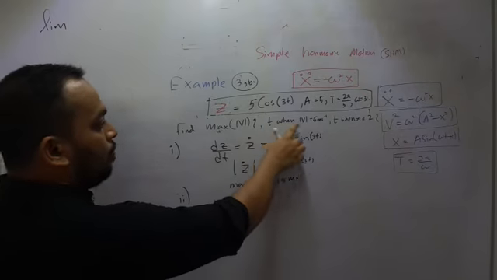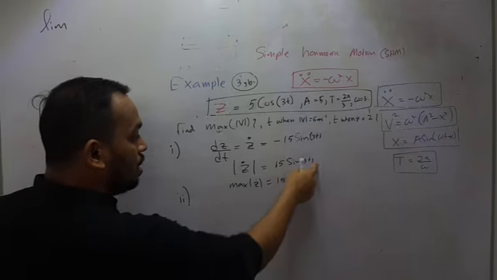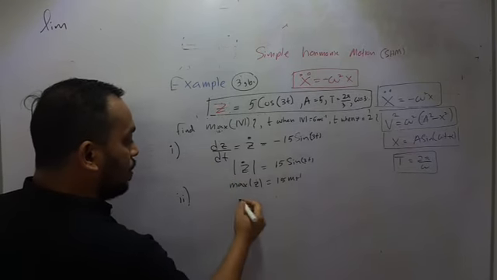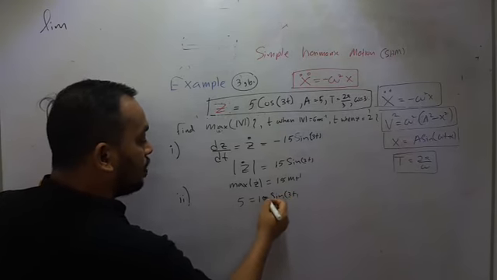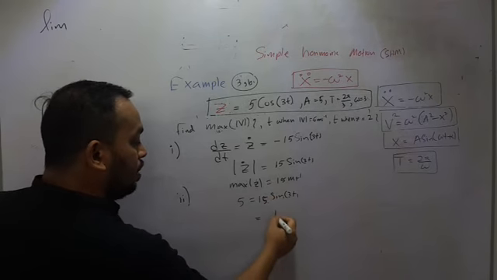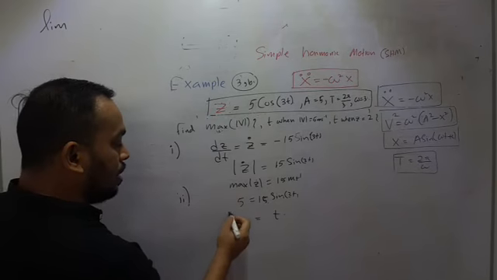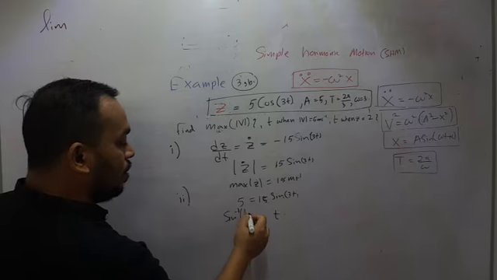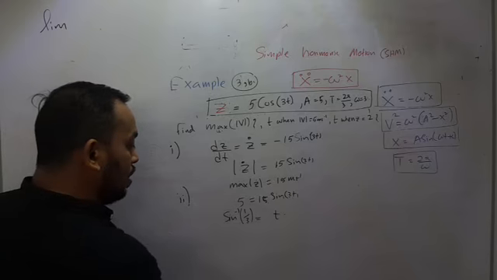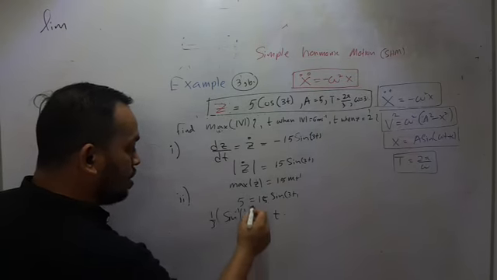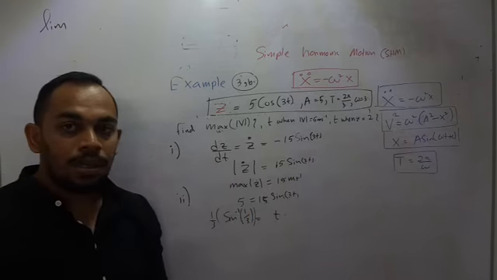Next, the time when the absolute value of velocity, that means the speed, is 5 meters per second. So we can use this equation. Replace this one with 5 meters per second: 5 equals 15 sine 3t. Then 5 divided by 15 is 1/3. We take the sine to the other side, sine inverse. We get sine inverse 1/3, and you have to divide this by 3 because you have a 3 multiplying t. So 1/3 of this would be the time when the speed is 5 meters per second.